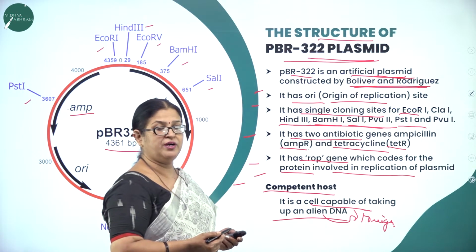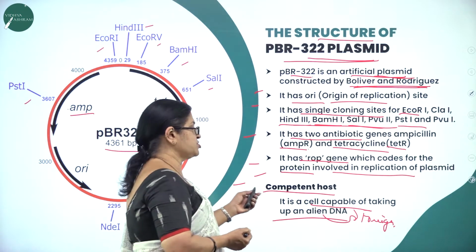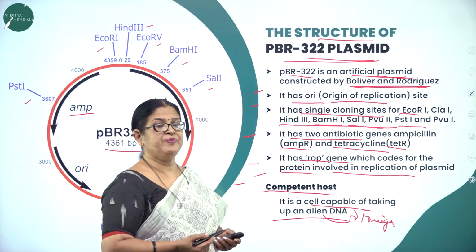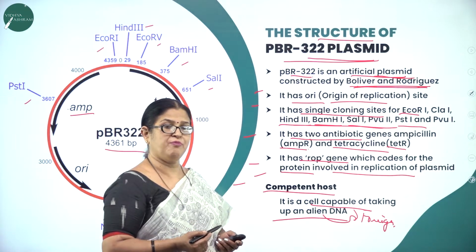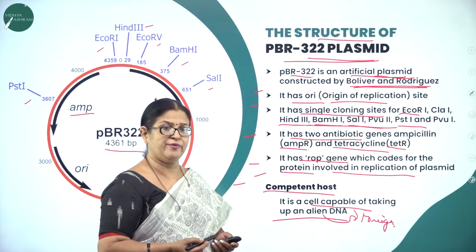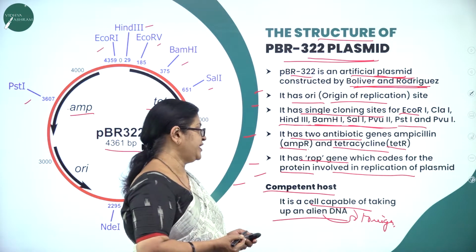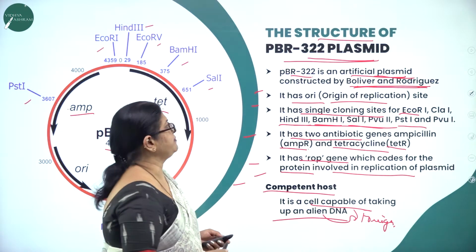So maybe for a one mark question, they'll ask, what is competent host? What is plasmid PBR? It is nothing but plasmid of Bolivar and Rodriguez, strain number 322. What is competent host? It is a cell capable of taking up an alien DNA.